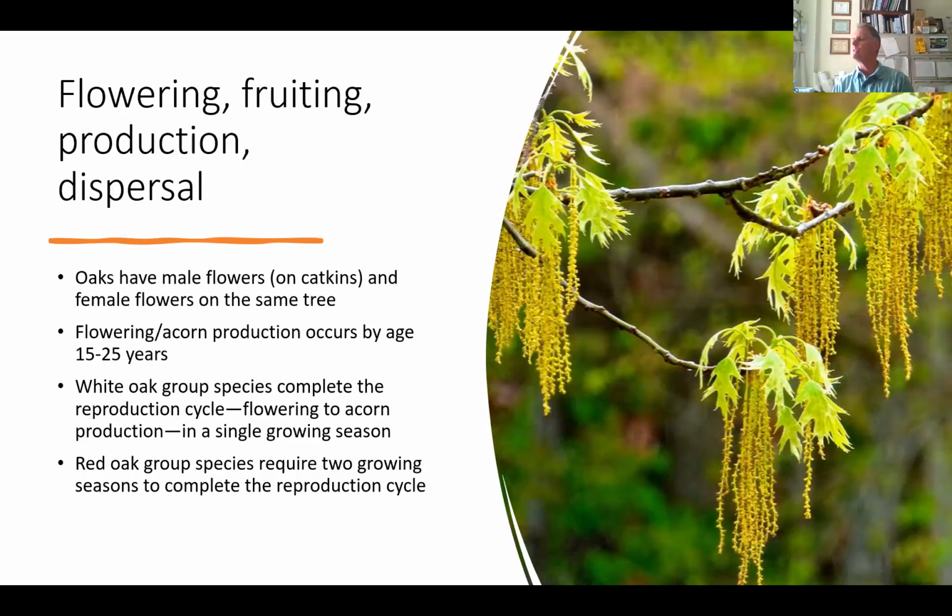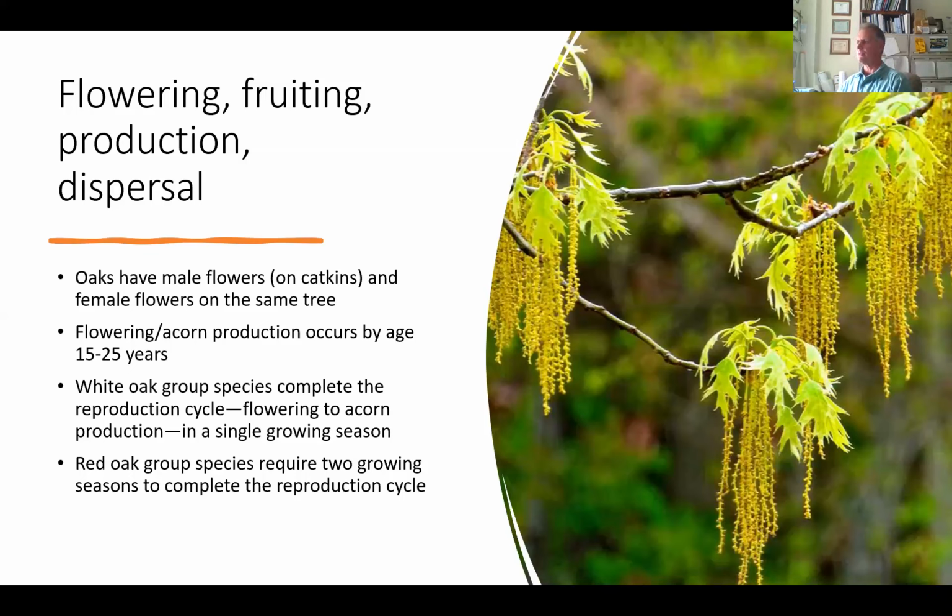Flowering and acorn production with oaks usually begins anywhere from about age 15 to 25 years old. So this means by about that age, they're able to flower and produce acorns and have acorns available to drop on the ground. Our white oak group species complete the reproduction cycle from flowering to acorn production in a single growing season. And red oak group species require 2 growing seasons to complete the reproduction cycle.